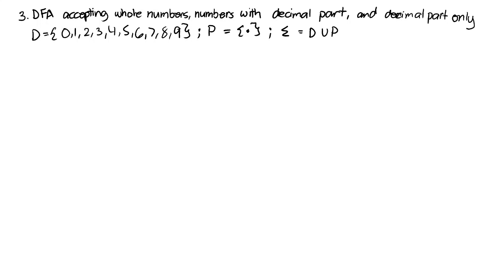Let us proceed with the third problem, which is a DFA accepting whole numbers, numbers with a decimal part, and decimal part only. Okay, so tulo ka klase na tong dapat i-accept. So first, we have whole numbers. So examples of whole number, okay, of course, 3. Okay, so that's a whole number. However, ma-accept po daw kuno ta og whole numbers with a decimal part.